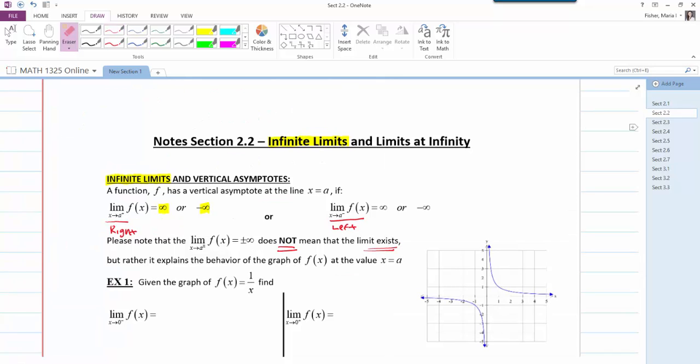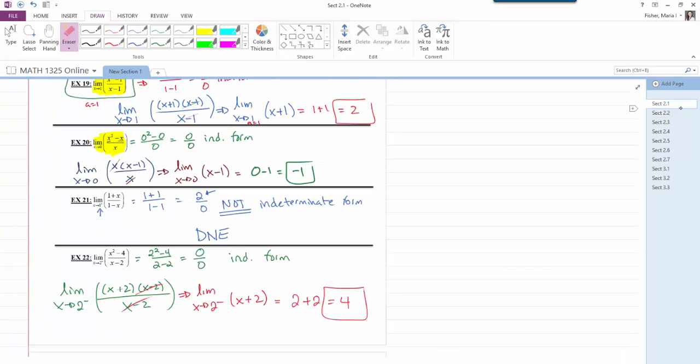So, for example, in section 2.1, like number 21, when we ended up with this rational function and we had 2 over 0, we said, okay, well, our limit doesn't exist. We won't do that anymore. Rational functions can have vertical asymptotes. We would actually figure out, well, is this going to positive or negative infinity, and write that as our answer.